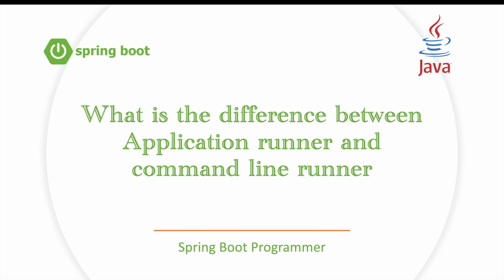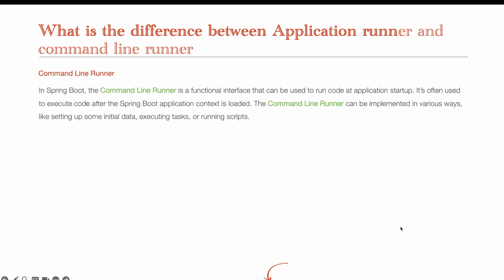Today, we are going to learn the difference between command line runner versus application runner. Let's look at command line runner. It's a functional interface. This can be executed after the Spring application context has been loaded. If you write any piece of code in the run method of command line interface, that's going to execute it after Spring Boot application context has been created.